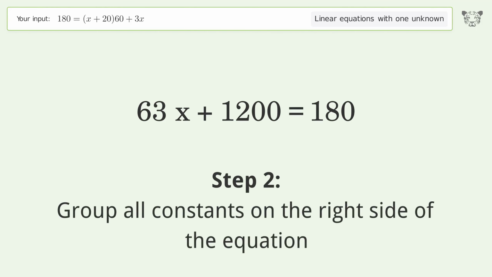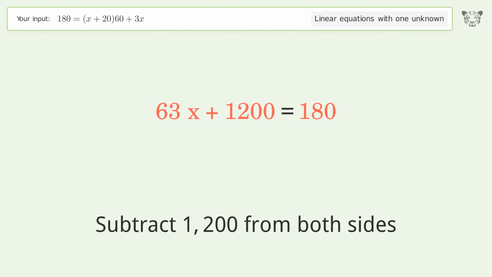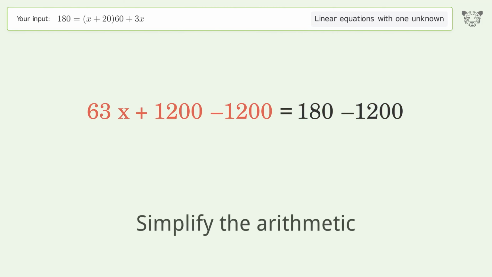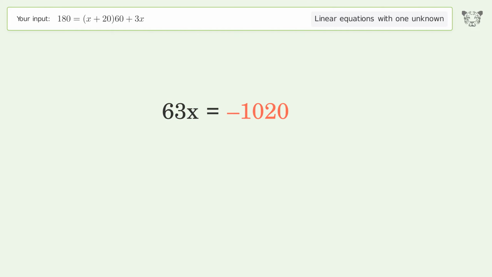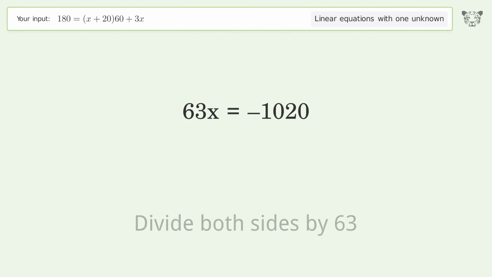Group all constants on the right side of the equation. Subtract 1200 from both sides. Simplify the arithmetic. Isolate the x. Divide both sides by 63.